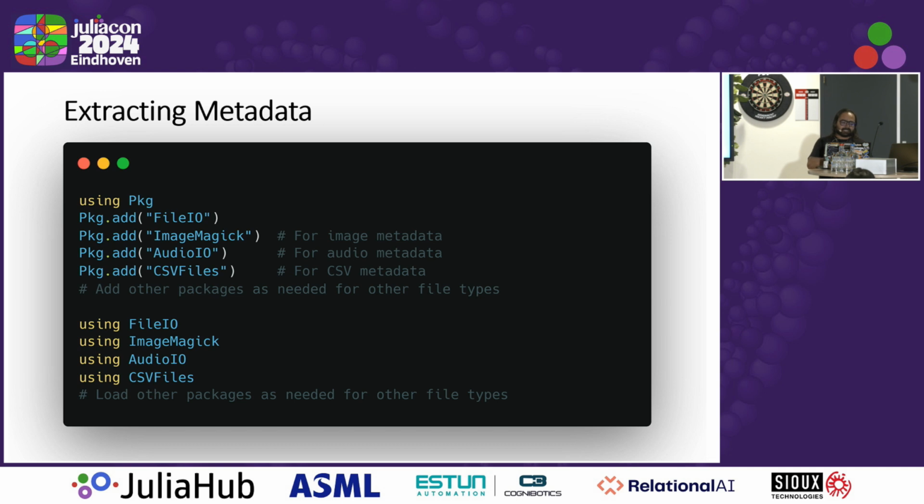Now consider this one. Here we are considering a few packages. If you want information about your normal files, say text files, you can use file.io. If you want the metadata of image files, then you have to install a package called ImageMagick. If you want to extract the metadata of audio files, for example the file type, the bit rate, and other aspects of the audio file, then we may have to use audio.io. If you want metadata information about CSV files, you can use the CSV files package.